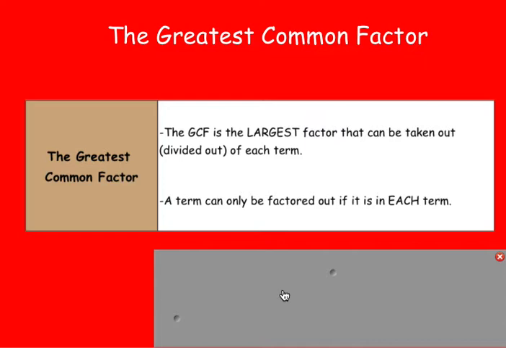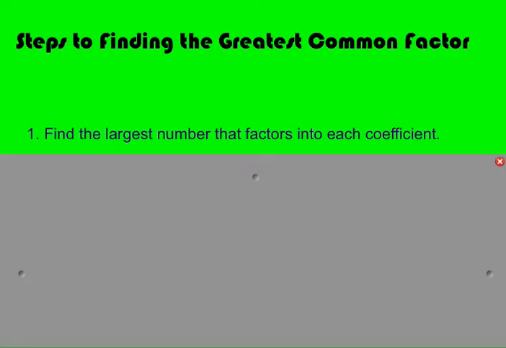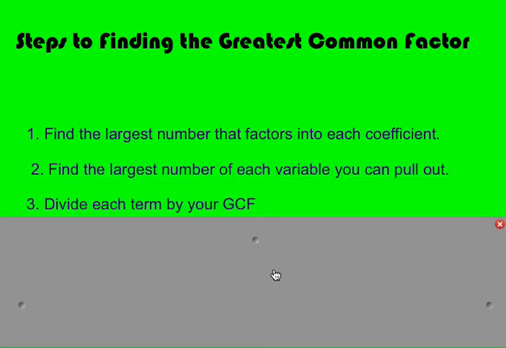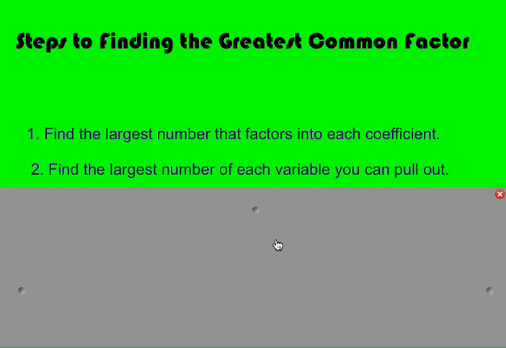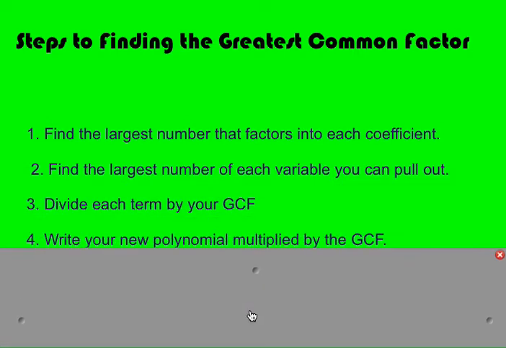Okay, so let's go ahead and take a look at the steps. First of all, the first step is to find the largest number that factors into each coefficient. So we're looking for the biggest number that divides each of them. Then you want to find the largest number of each variable that you can pull out. So you want to find the smallest number of letters that you have, and then you can factor that out.